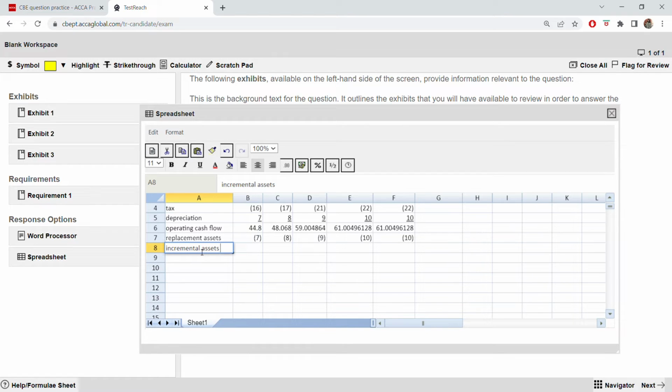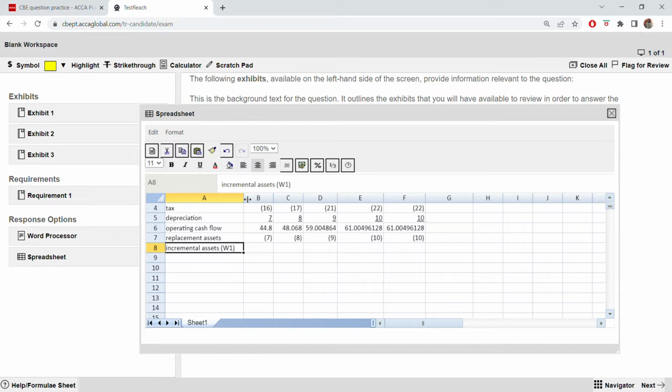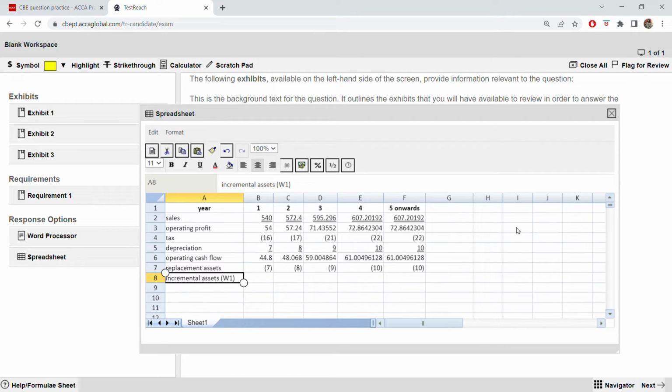For incremental asset, we have working one. Always label. If you are doing a working for a particular thing, you have to put it like this, working one, under which working you will get it. So let's do the working one separately. You need to keep some space, or maybe you can do it on this side of the screen. Maybe we can do it here rather than going down. Working one. You need to label it like this.